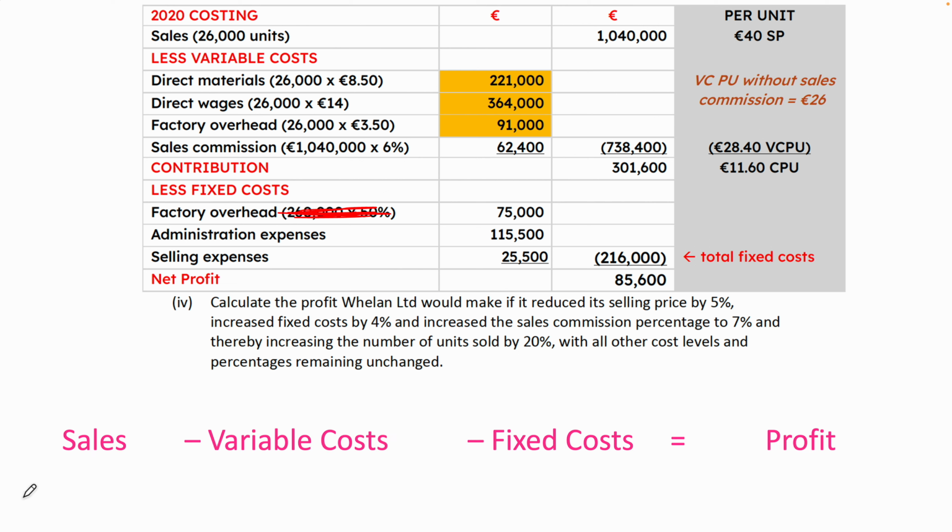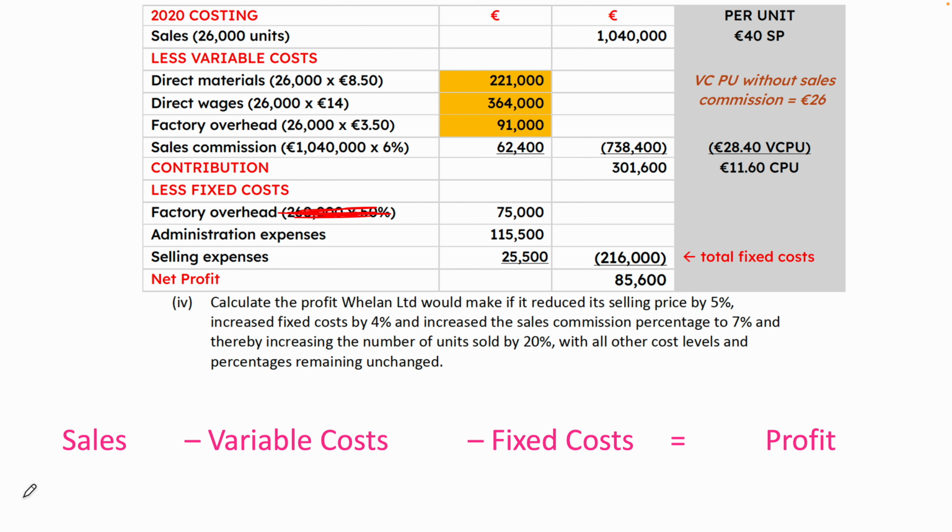Okay, so look, that's a lot. We'll write out our formula and then we'll come back and break it down again. So I'll read it one more time. Calculate the profit Whelan Limited would make if it reduced its selling price by 5%, increased fixed costs by 4%, and increased the sales commission percentage to 7%, and thereby increasing the number of units sold by 20%, with all other cost levels and percentages remaining unchanged.